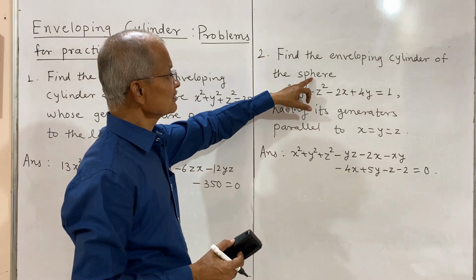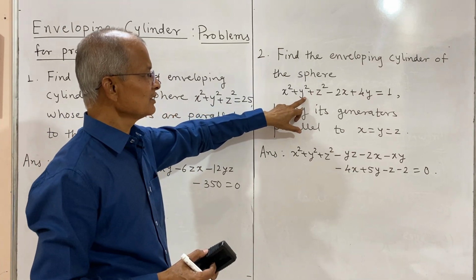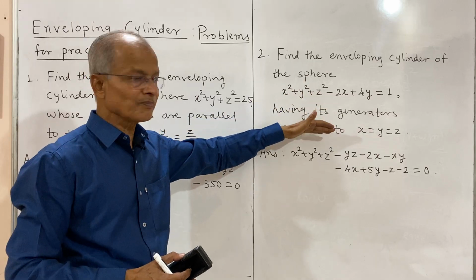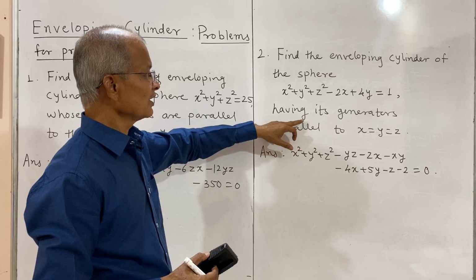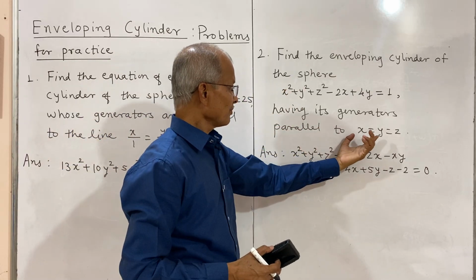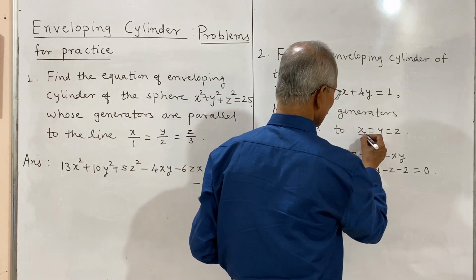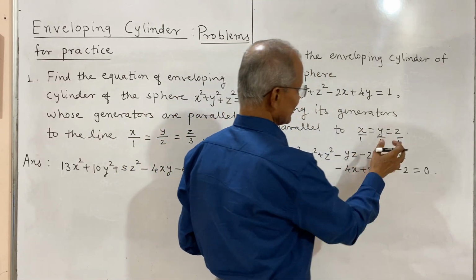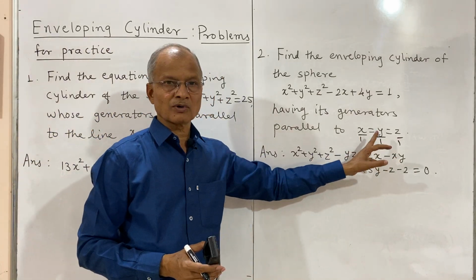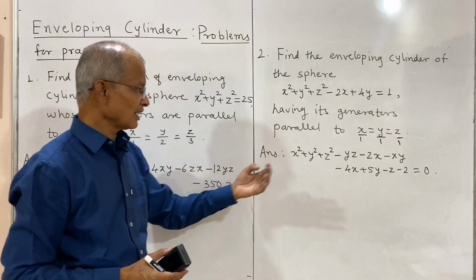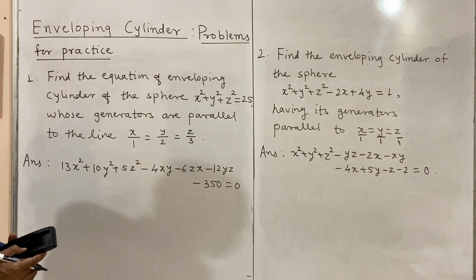Similarly, solve the second problem: find the enveloping cylinder of this sphere. Now this sphere is in general form, but the method is the same to obtain the enveloping cylinder, and the generators of the cylinder are parallel to this line, and it is simple. This equation in symmetric form means the DRs of the generators are L, m, n, equal to 1 each, and this is the answer for the second problem. Please solve these problems yourself, verify the answers.